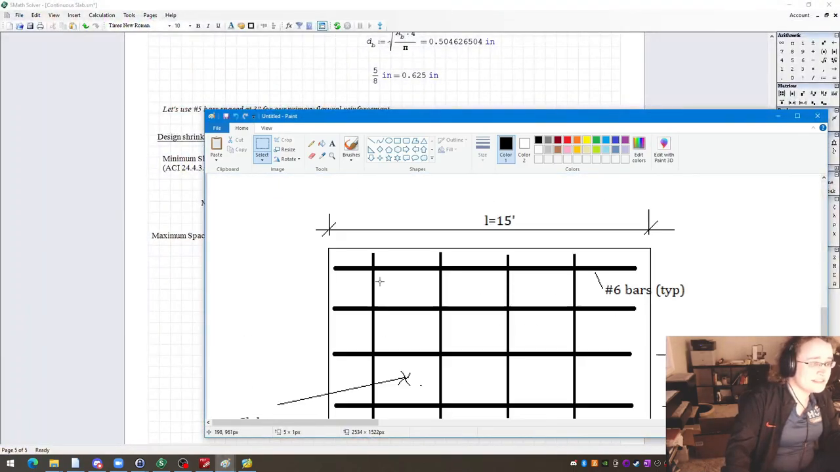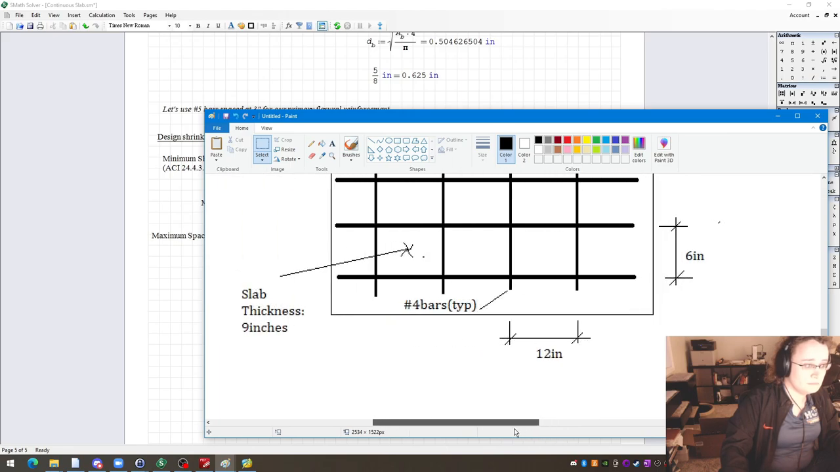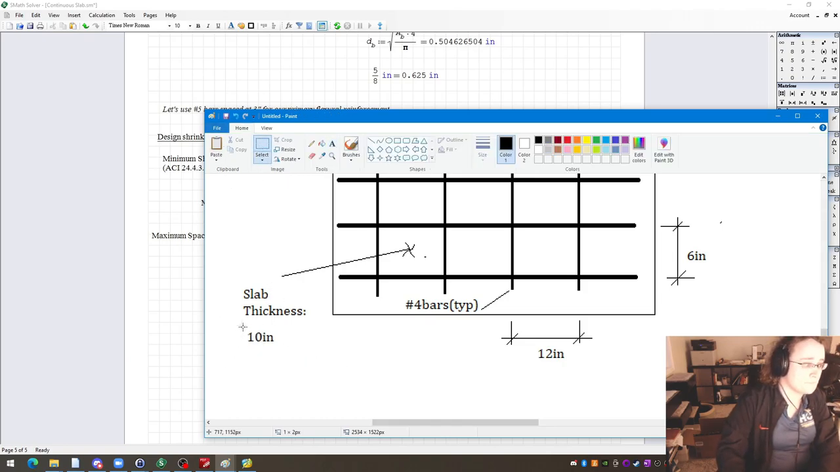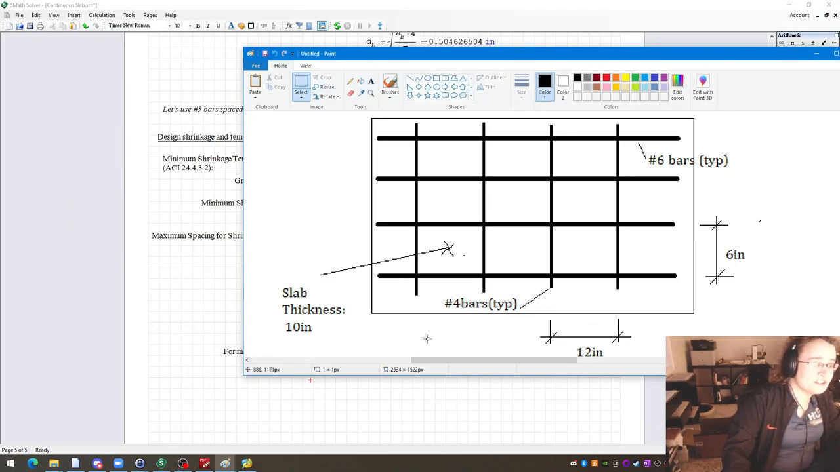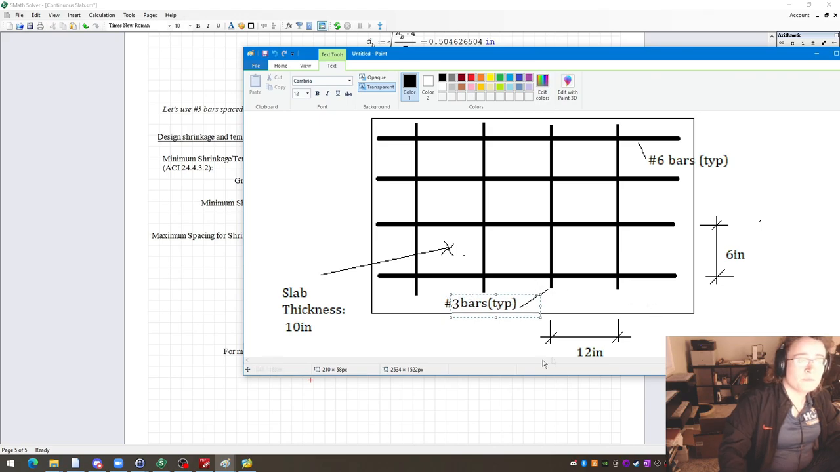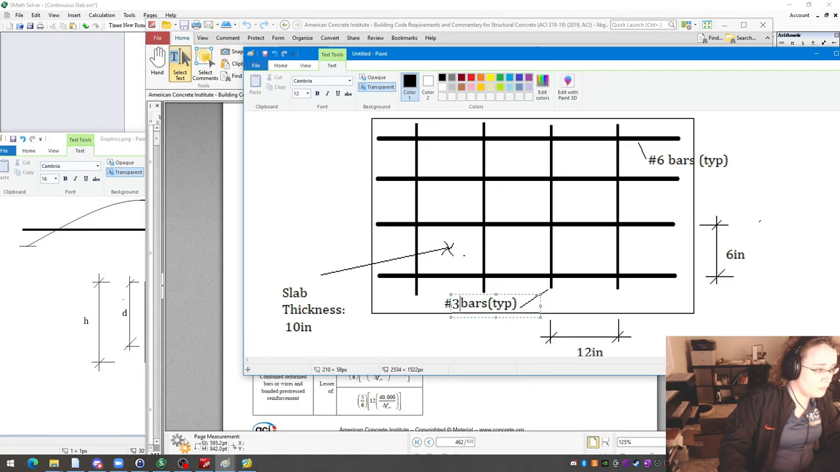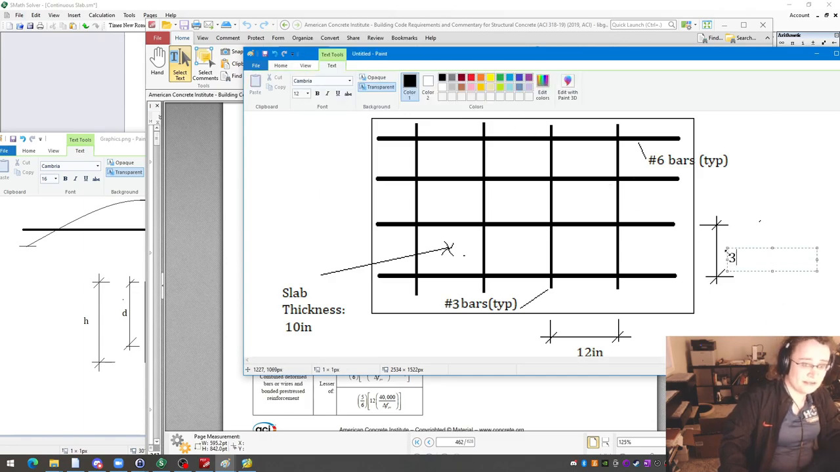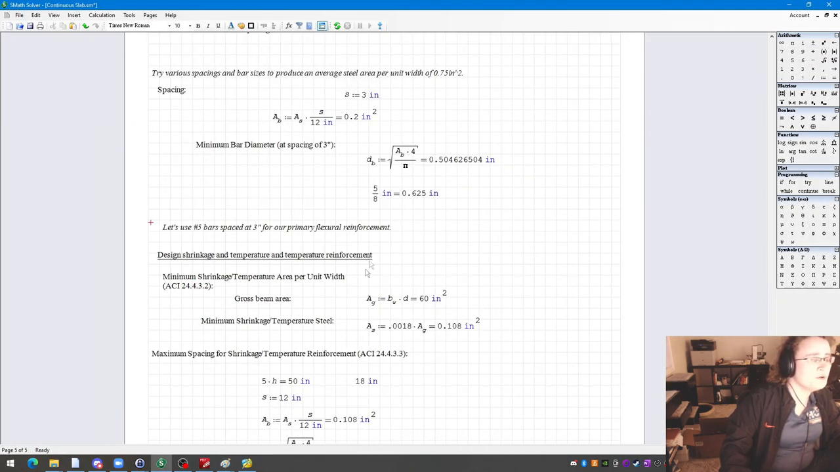So if we were to draw this out, let's copy this and position this over here. Here the slab thickness would be 10 inches, and rather than number 4 bars in our shrinkage and temperature steel, we would have number 3 bars, and we'll have that same 12 inch spacing for this calculation. And the primary steel, however, will have a spacing of 3 inches, so very close together, especially for a slab, and will be these here, these number 5 bars.